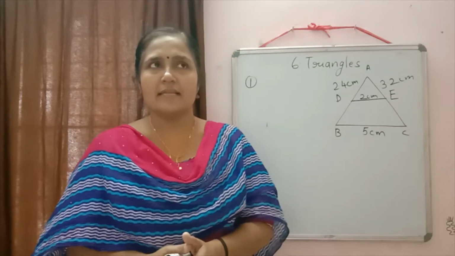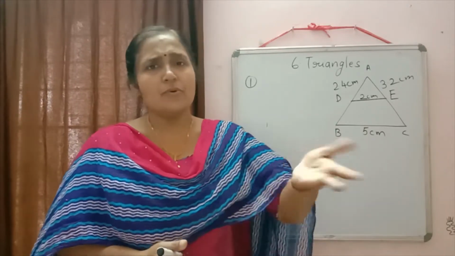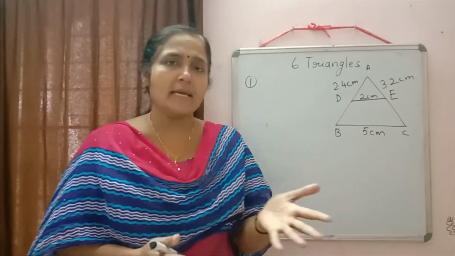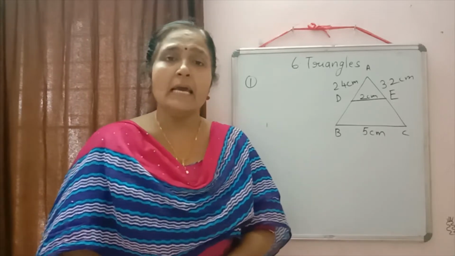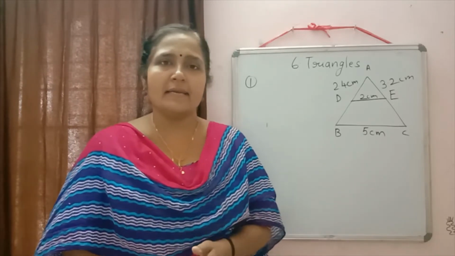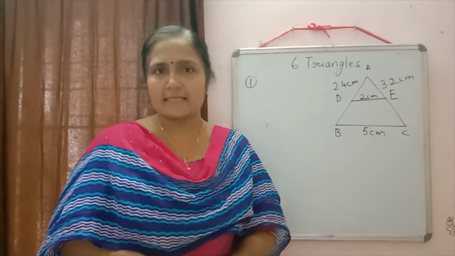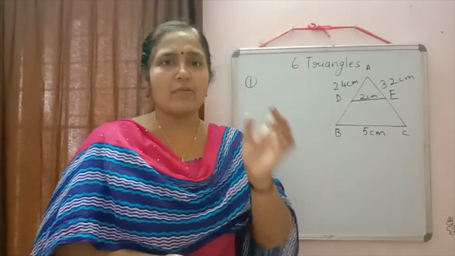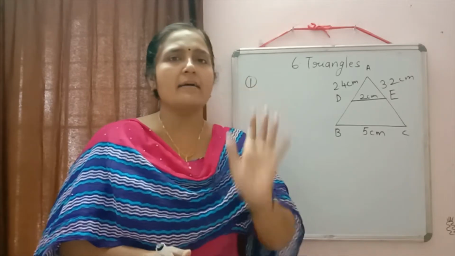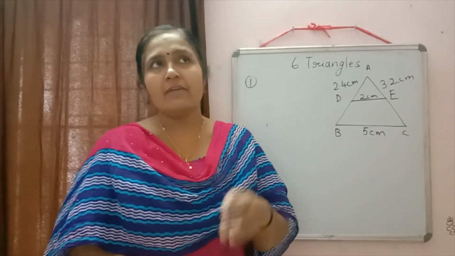After that we studied that if in a triangle two angles are equal, then automatically their third angle also will be equal, and we named that criteria as AA criteria. So to prove any two triangles are similar, you just have to check whether we have two equal angles in the triangles. Then what we studied?